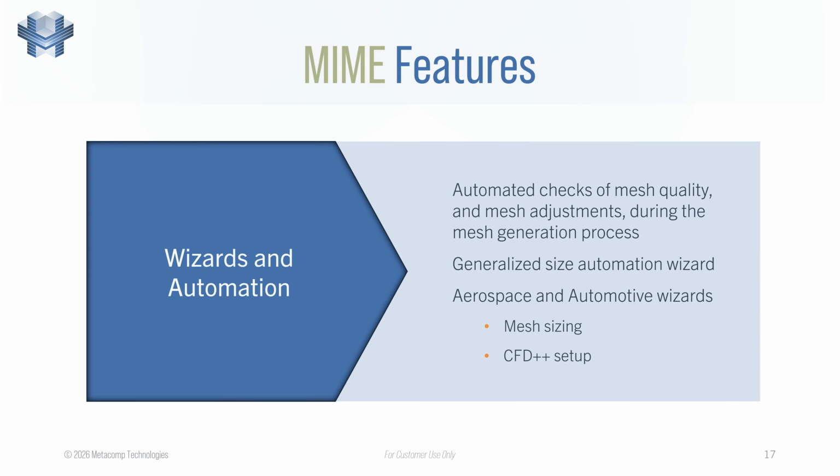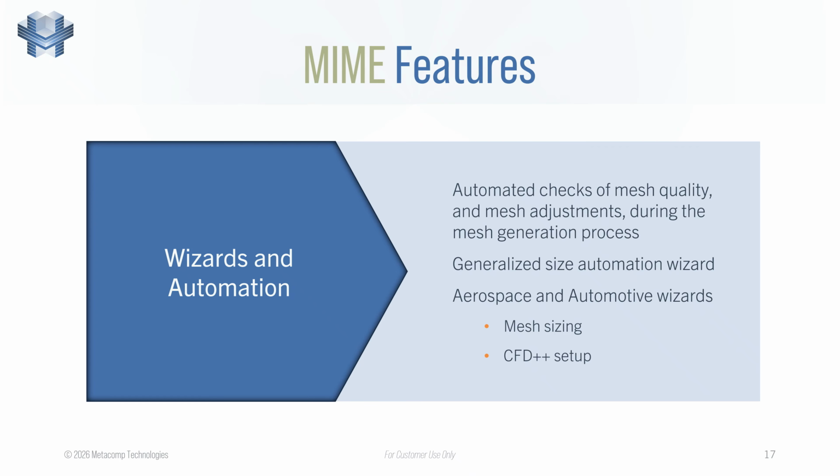MIME is built on a framework of automation to improve user efficiency and to minimize setup errors. The MIME interface enforces a guided workflow that allows the setup process to dynamically adjust to prior steps in the workflow. Additionally, the meshing algorithms enforce automated checks of mesh quality during the mesh generation process. When needed, adjustments to the mesh are also made during the mesh generation process to provide users with high-quality meshes that minimize the need for labor-intensive manual inspections.